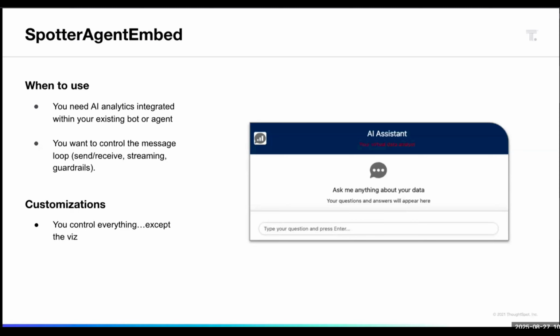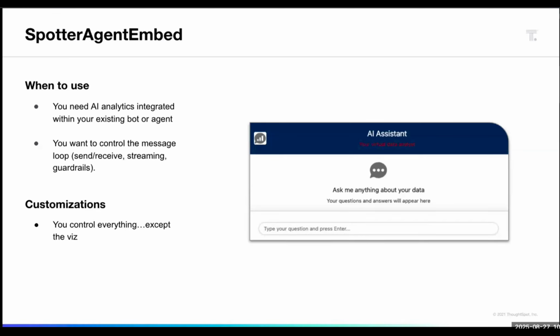All right, the second is the Spotter Agent Embed. So a lot of our partners are leveraging the Spotter Agent Embed, which was previously called Spotter Bodiless Embed. We just renamed it. When you're wanting to integrate the AI analytics from ThoughtSpot within your existing bot or agent, or even a text box within your portal application, you have full control over the message loop. You can send, receive, stream, put guardrails in, however you want to do that.